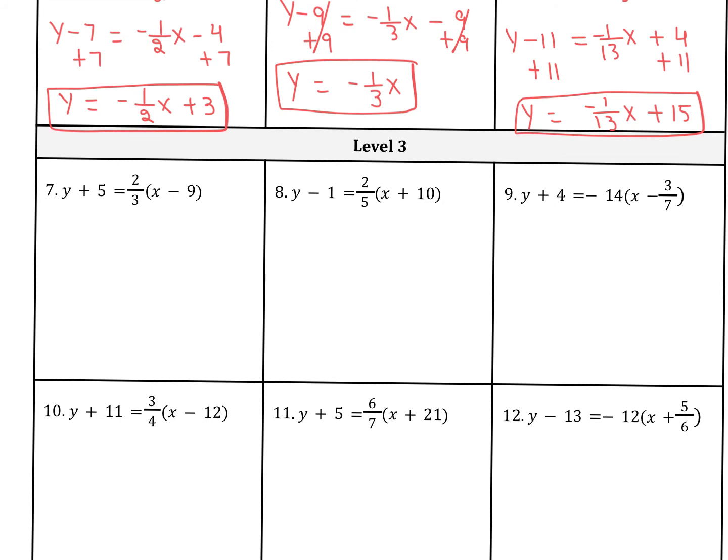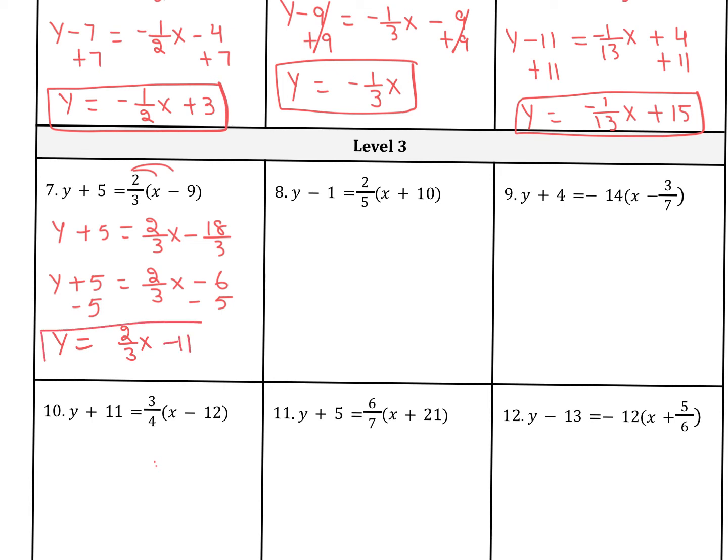Similarly, for number 7, you're going to distribute 2 over 3 inside. 2 over 3 x minus 18 over 3, y plus 5 equals 2 over 3 x minus 6, minus 5. So subtract 5 on both sides. That will give you 2 over 3 x. Negative 6 and negative 5 would be negative 11.